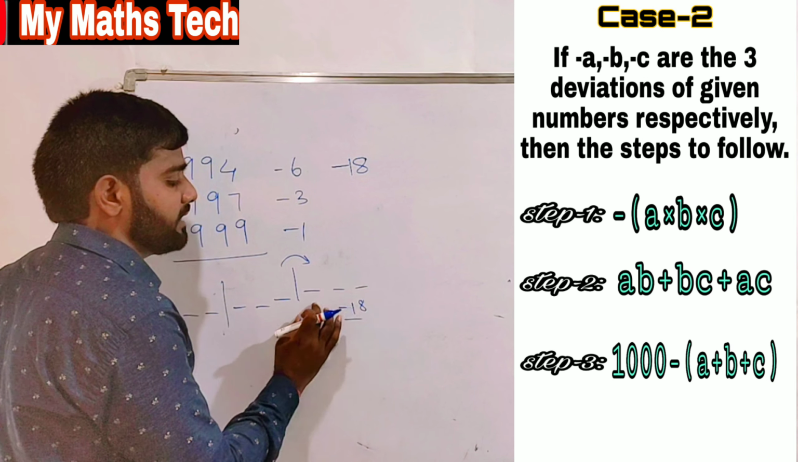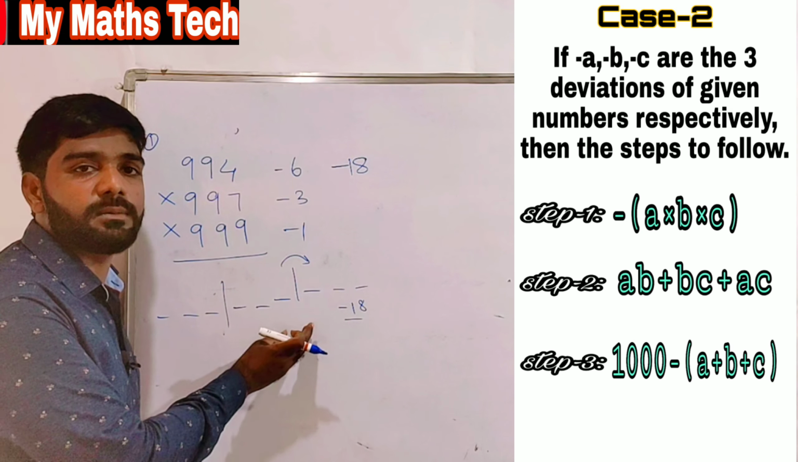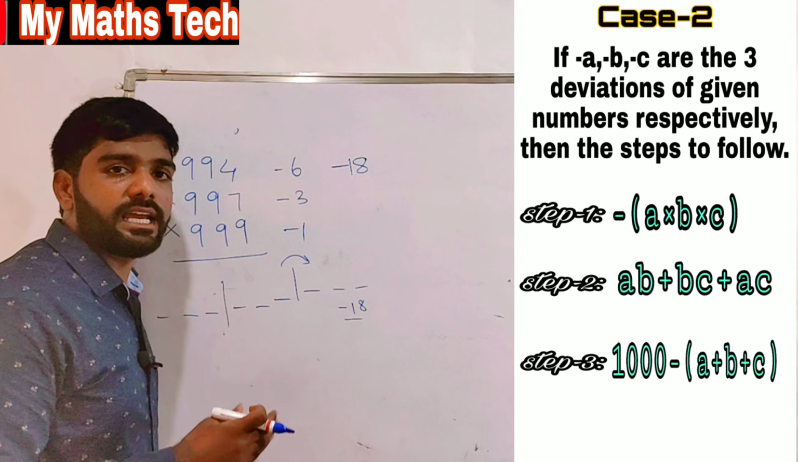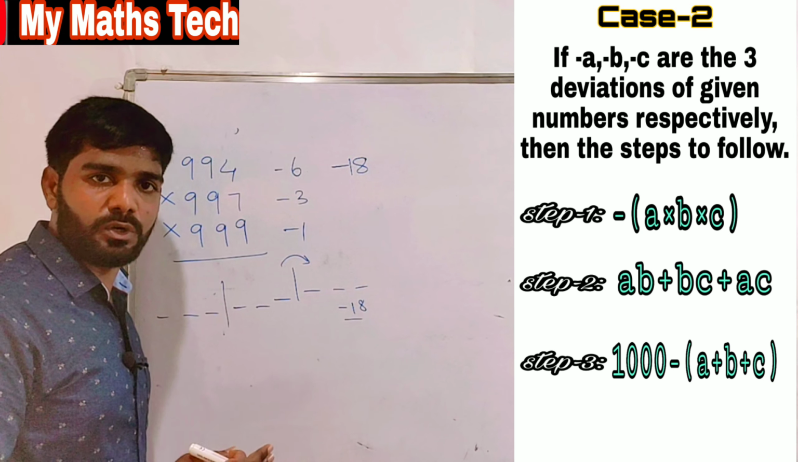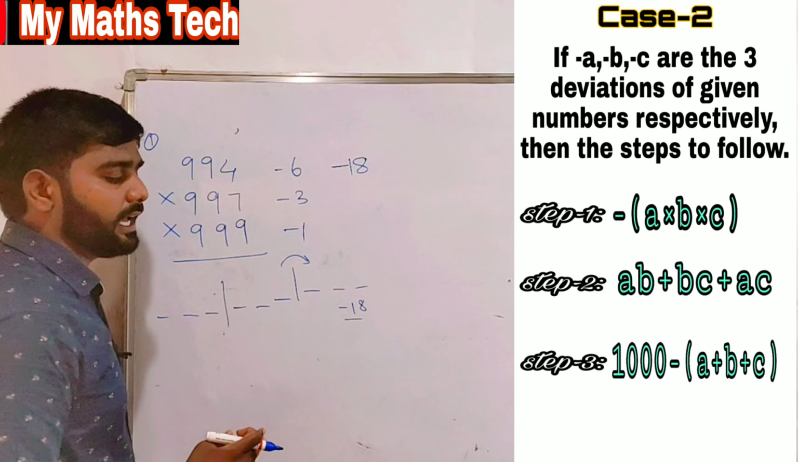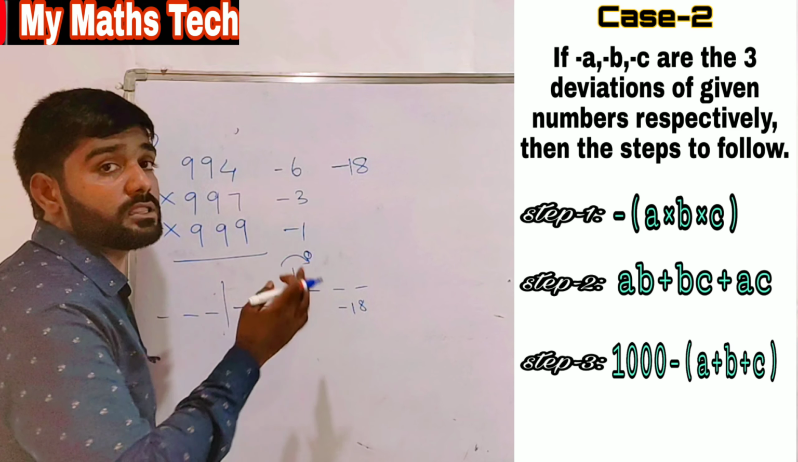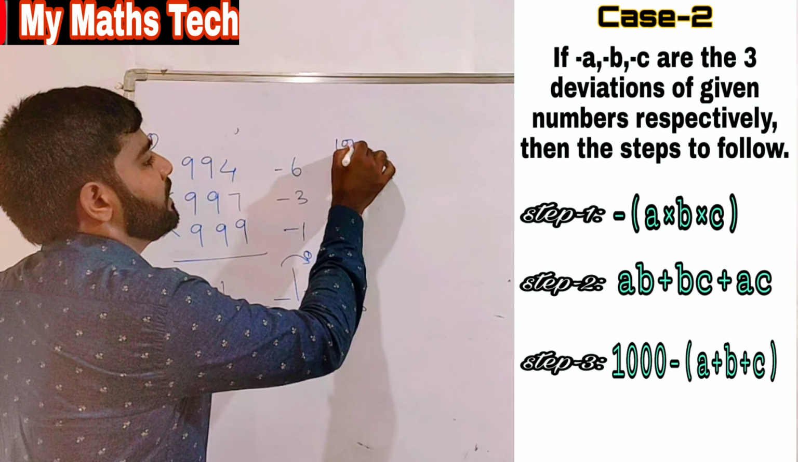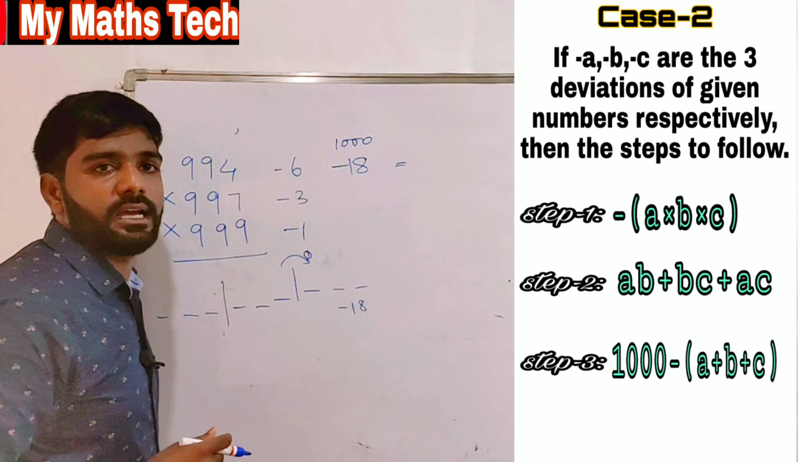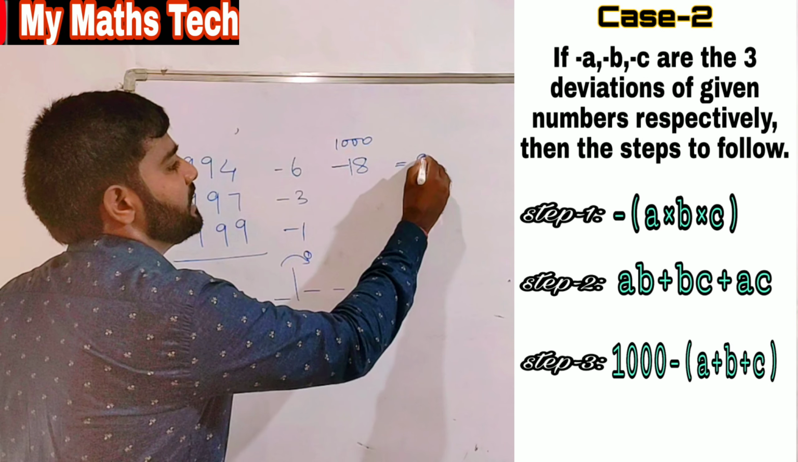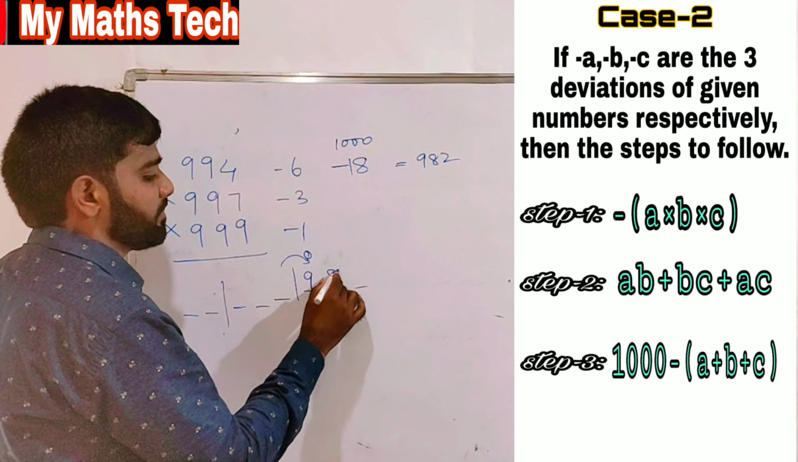In the first step we have to write three digits. To subtract this number we have to take a borrow from the fourth digit, which is the thousands place. If we take one borrow from the thousands place, that value becomes 1000. If you take borrow 2, that value becomes 2000. To subtract 18 we take one borrow from the thousands place. That value will be 1000. So subtract 18 from 1000. What will be the answer? 1000 minus 18 is equal to 982. We can write that number here in the first step.